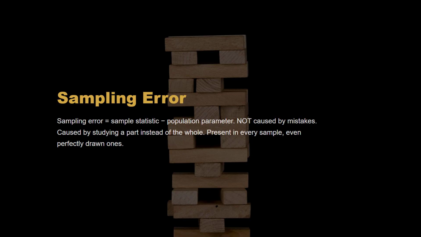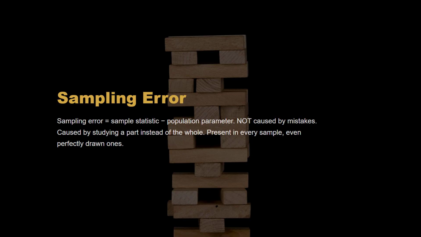You get 11.2%. Your friend draws a different random sample of 30 stocks. She gets 9.1%. Another analyst draws 30 stocks and gets 10.4%. Each sample gives a different answer. None of them are exactly 10%. The difference between your sample statistic and the true population parameter is called sampling error. Sampling error equals the sample statistic minus the population parameter.